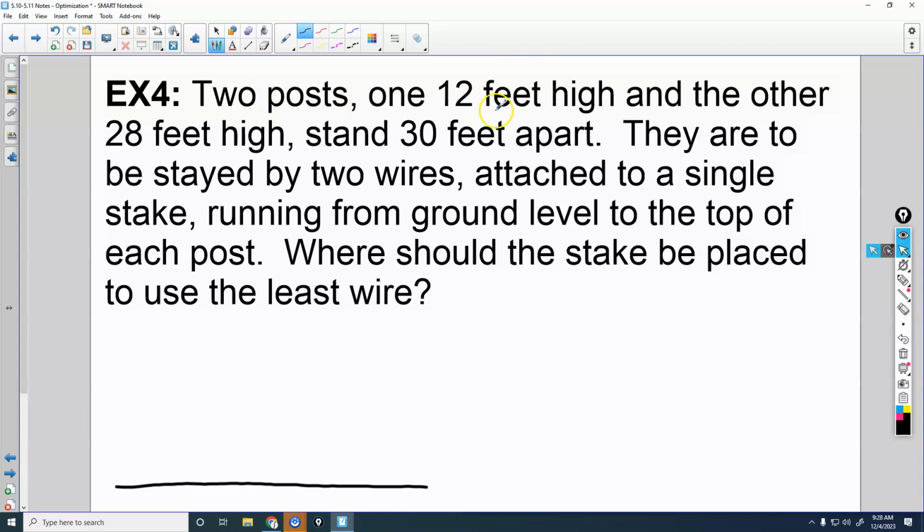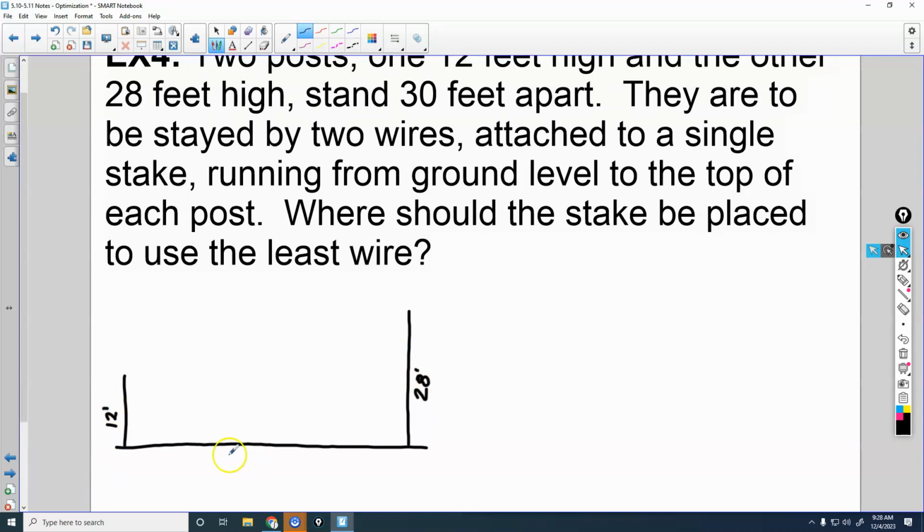So we've got one pole that's 12 feet high right here, and the other is 28 feet high. So we know this is 12, we know this is 28, and we know that they are 30 feet apart. So from here to here is 30 feet.